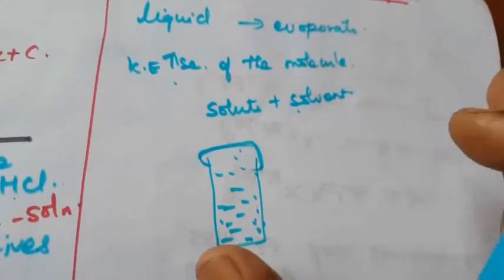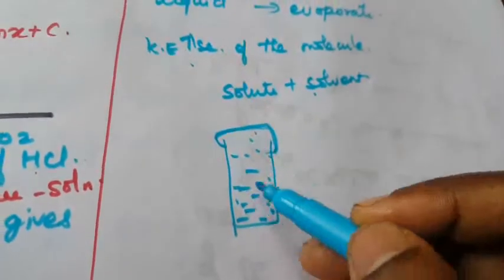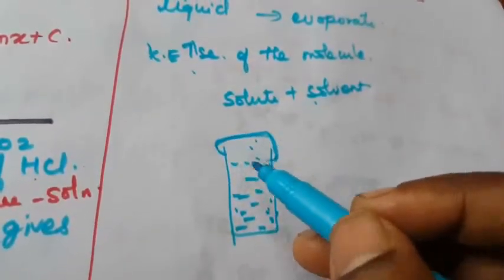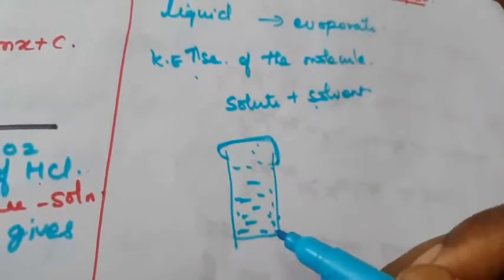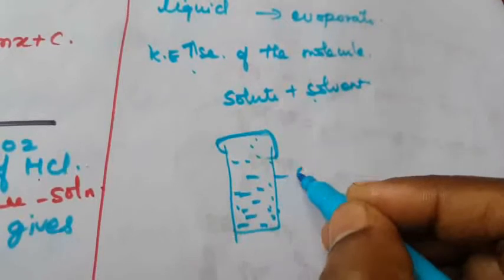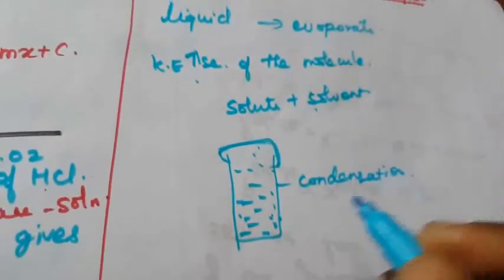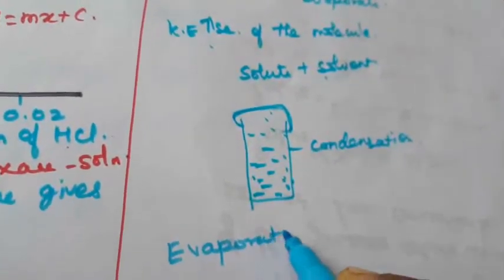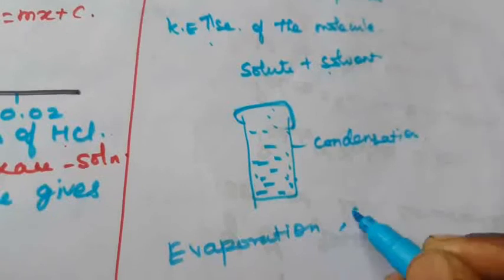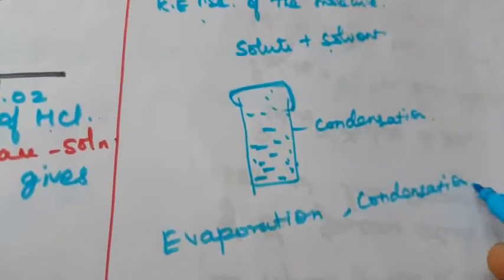So the gaseous molecules, that is the vapors, are condensed and cooled. After that it is back to the liquid state. This process is called condensation. Evaporation and condensation are a continuous process. Once evaporation happens, condensation will occur after that. Evaporation and condensation are both continuous processes.